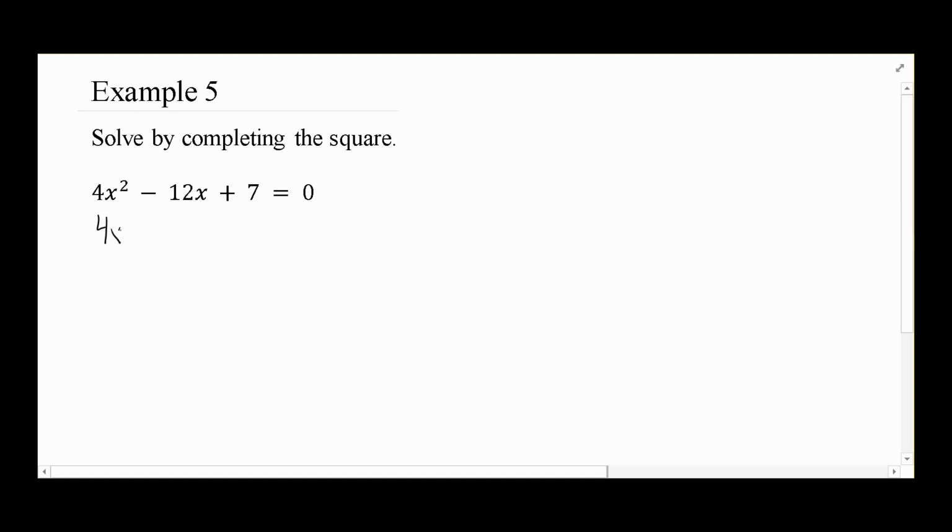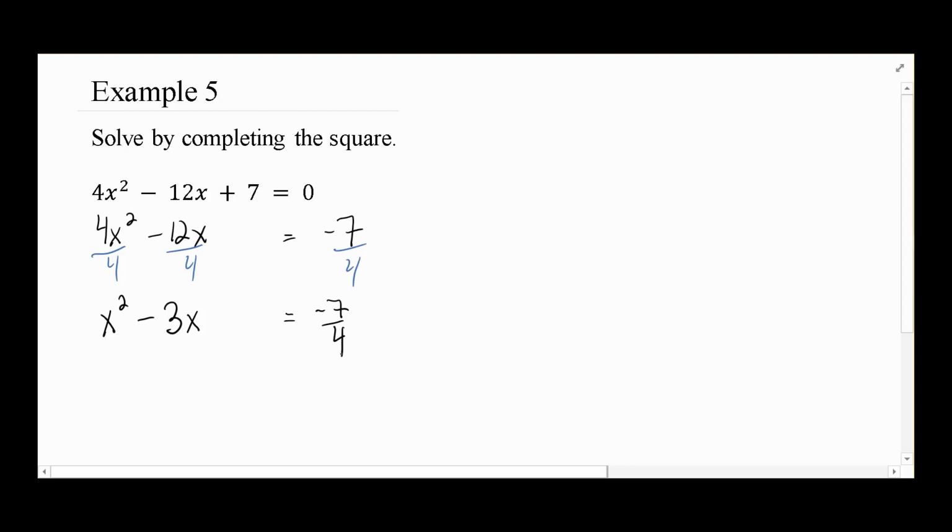Step 1 is to take our constant and shove it to the other side. So we got -7. Now before we do the magic number thing, remember that we got a coefficient of 4 here, so we need to divide both sides of the equation by 4 to get rid of it, giving us x squared minus 3x equals -7/4.